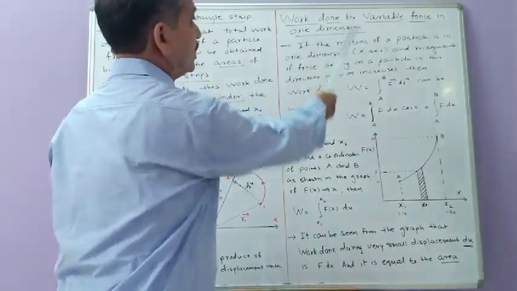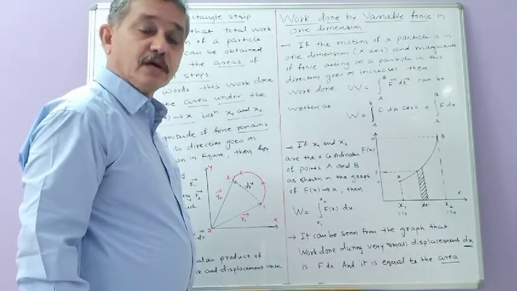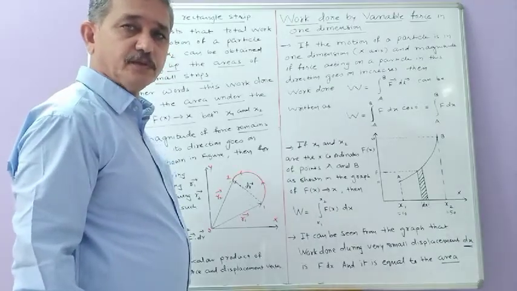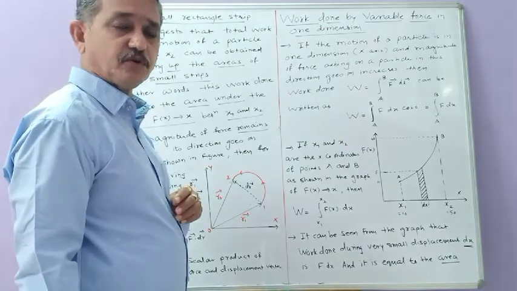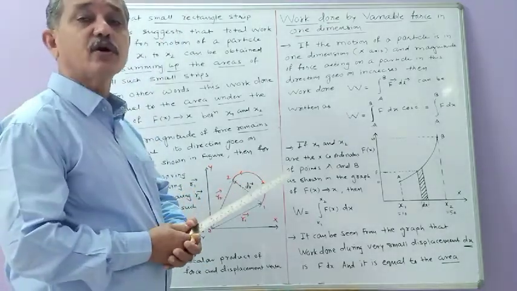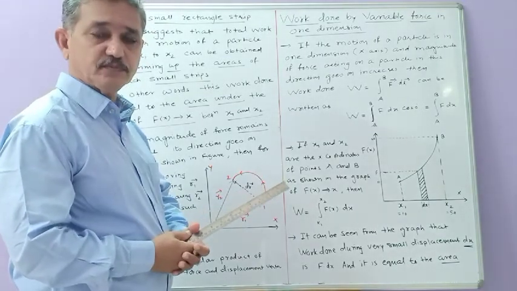Next topic is work done by variable force in one dimension. Last time we discussed the work done by variable force in two or three dimensions, and the equation was given by W equal to the integration of vector F dot dl. And as you know, what is variable force?